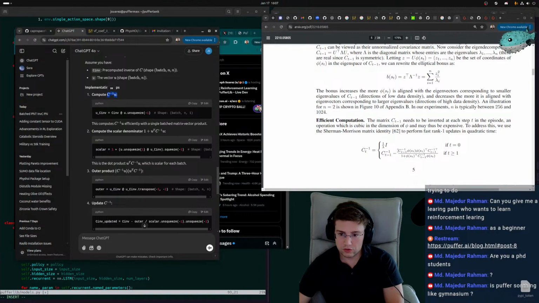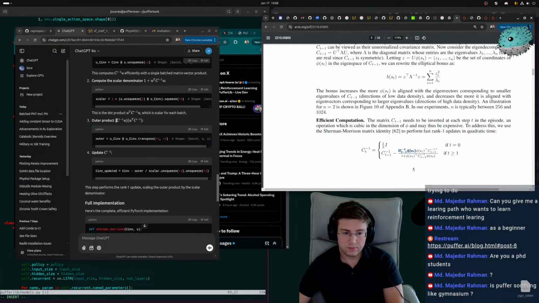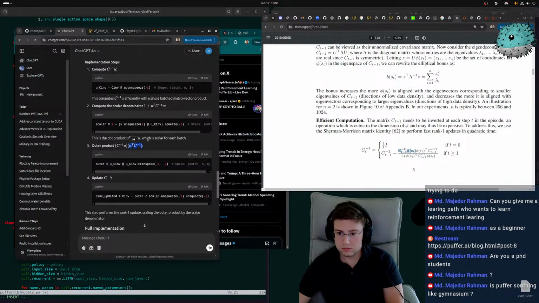So C inverse U, so this is fine, but then compute the scalar denominator, outer product. Yeah, so this should be cached, right? Because this is U T, and yeah, okay.